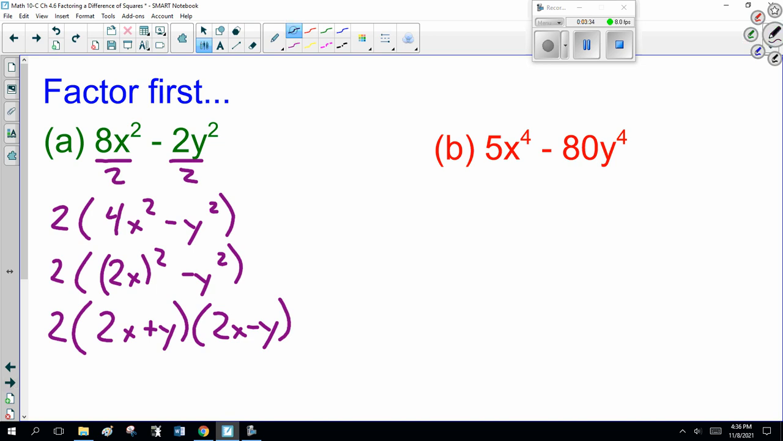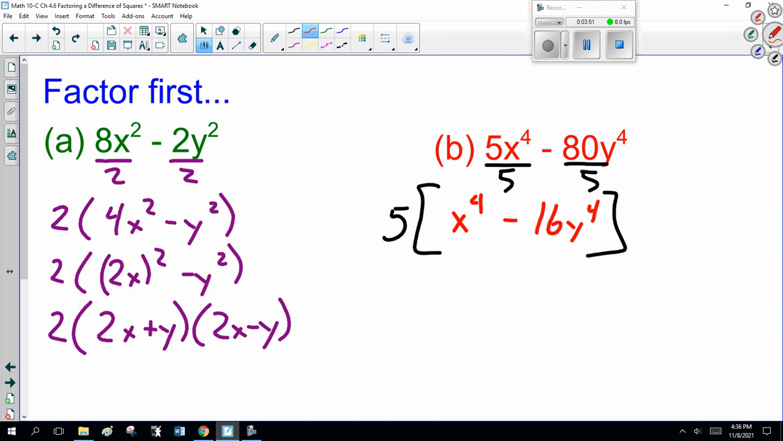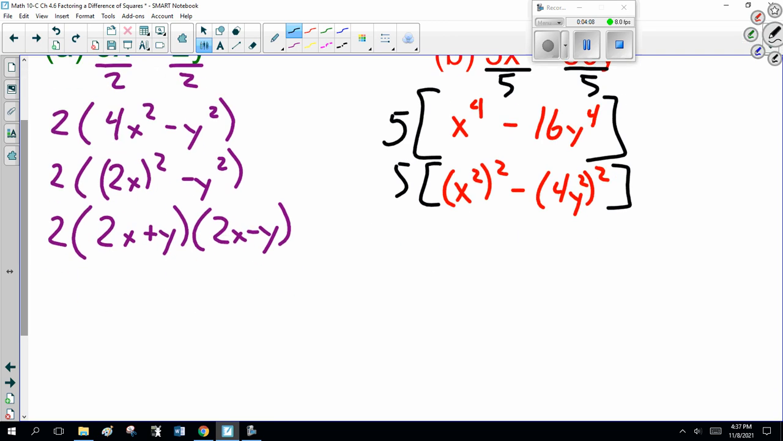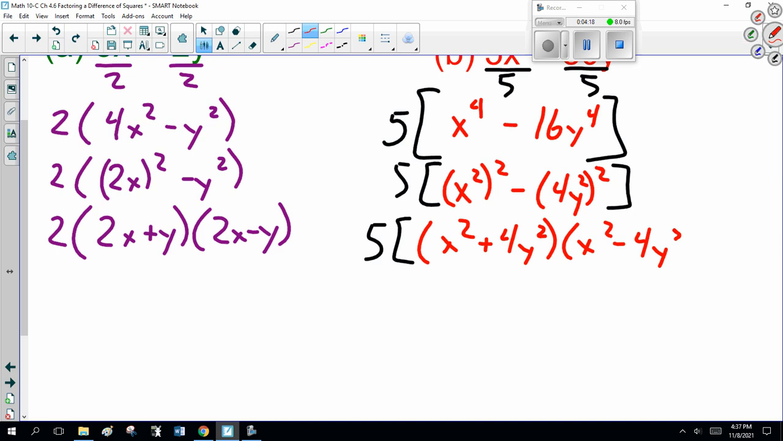Now, the next one, 5x to the 4th minus 80y to the 4th. That's double sneaky. Divide out the 5. I'm going to put the whole thing in square brackets this time just to emphasize. So that's 5[x to the 4 minus 16y to the 4]. Now, that's (x squared) squared minus (4y squared) squared. Don't forget the 5 in front, because I will drop that and forget about it. That's 5(x squared + 4y squared)(x squared - 4y squared). Now if you've got that, I'm happy.